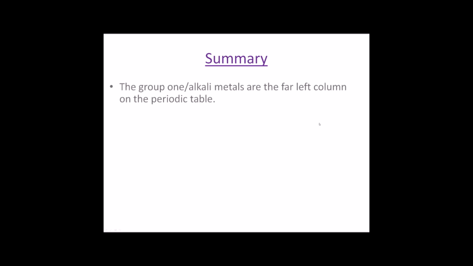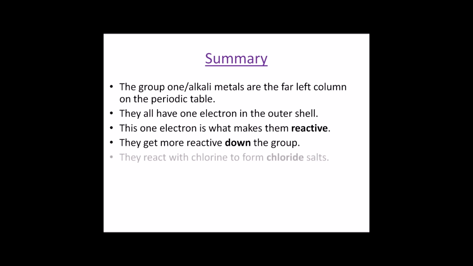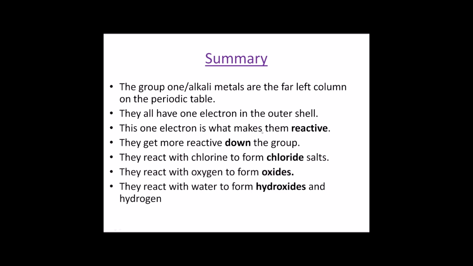Now, quick summary. We've covered today that the group 1, our alkali metals, are the far left column on the periodic table. They all have one electron in their outer shell. This electron is what makes them particularly reactive, because it's easy to lose. They get more reactive down the group because as we go down the group, the outer electron gets further away from the nucleus and is easier to be lost. They react with chlorine to form chloride salts. They react with oxygen to form oxides. They react with water to form hydroxides and hydrogen.